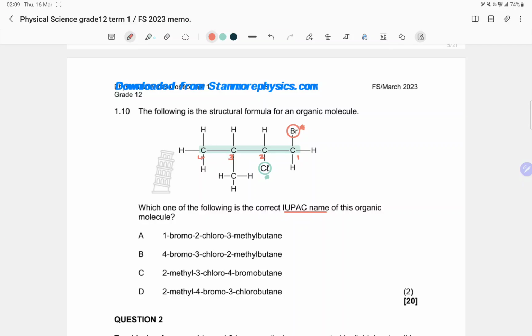And then of course we've got this methyl group here. So we've got that methyl group. All right, now this means we've got 1 bromo, B comes before C, right? 1 bromo, 2 chloro, 3 methyl butane, because there's 4 carbons. So this is 1 bromo, 2 chloro, 3 methyl butane. So that's the correct one. So that's good. That's the answer.